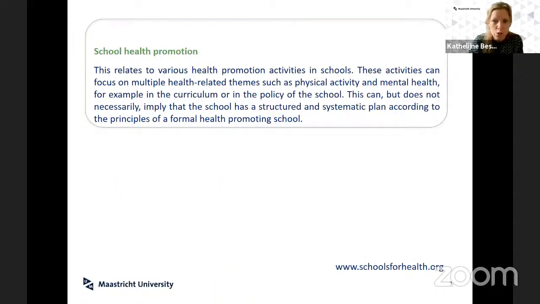But before we continue, I would like to briefly explain how we define school health promotion for this task. Nina has nicely introduced the health promoting school approach, but school health promotion relates to various health promotion activities in schools, such as physical activity in a curriculum or a school policy. This does not need to imply that the school has a systematic plan according to the principles of the formal health promoting school approach. So it can also be just standalone activities.